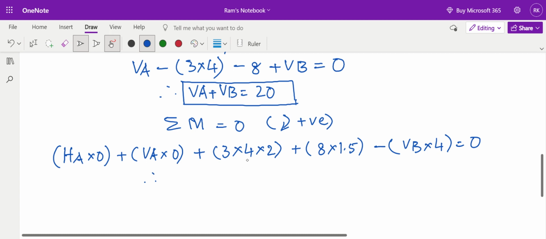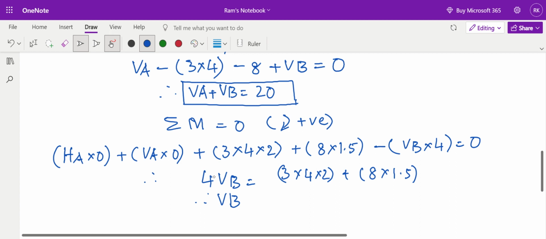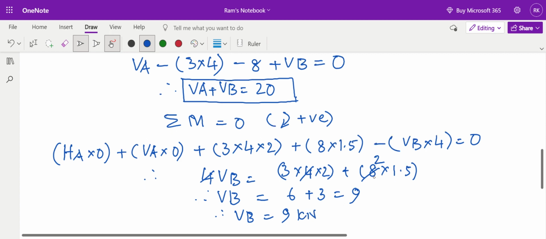Therefore, this 3 into 4 into 2 plus 8 into 1.5, I will take VB on that side. So 4 VB is equal to 3 into 4 into 2 plus 8 into 1.5. Therefore, VB is equal to, I will cancel this 4 with this 4, and 4 twos are 8. So 3 twos are 6 and 2 1.5s are 3. So VB is 6 plus 3, that is equal to 9. Therefore, VB is equal to 9 kilonewton. That is the force I got.